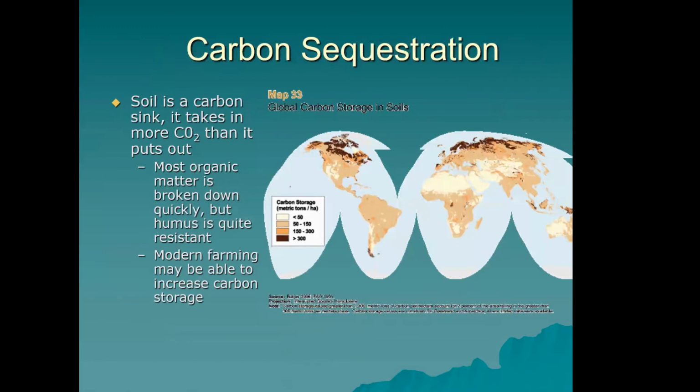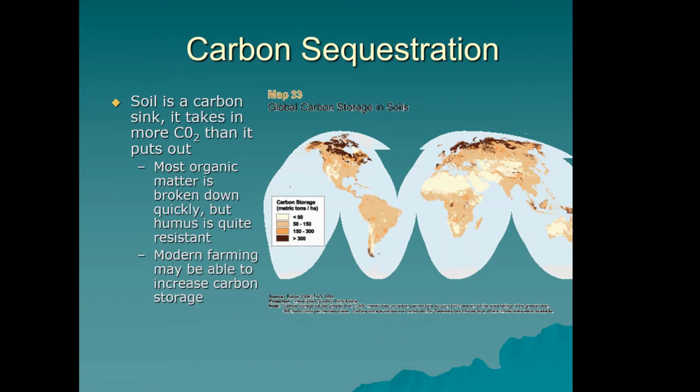Soil is a great carbon sink as well, meaning globally it takes in more organic carbon than it puts out. But especially in our northern areas, up in northern Canada, Alaska, Scandinavia and northern Russia, this is where you find a tremendous amount of soil organic matter building up in the soils. And that's because it's so cold there that the breakdown of organic matter is very, very slow.